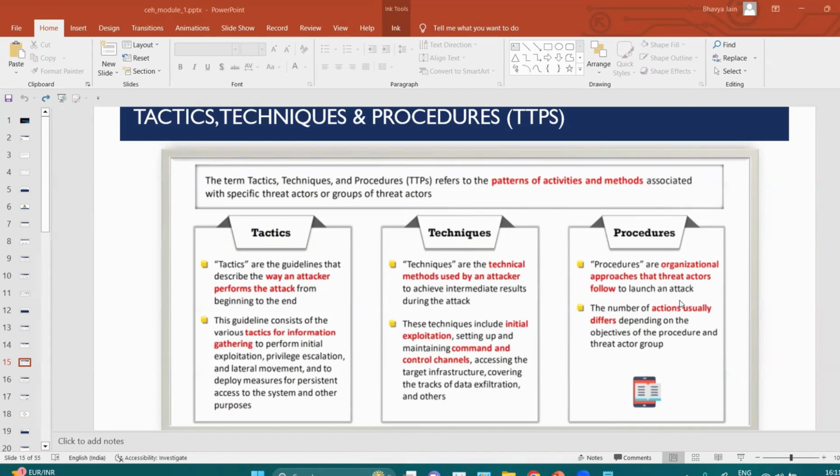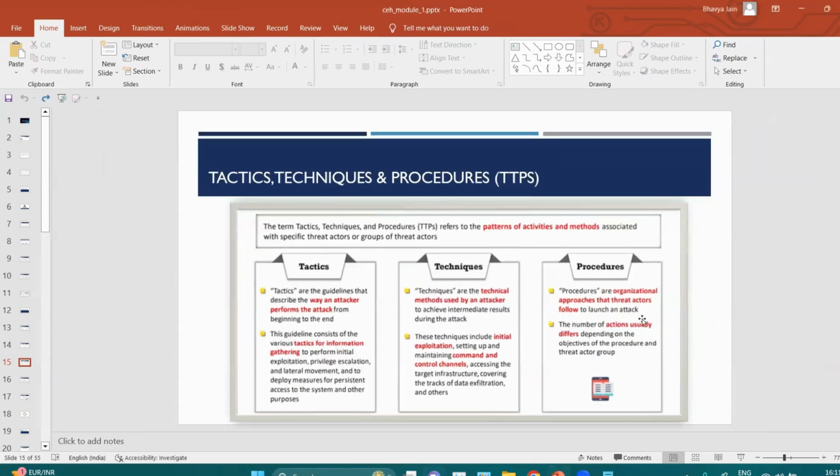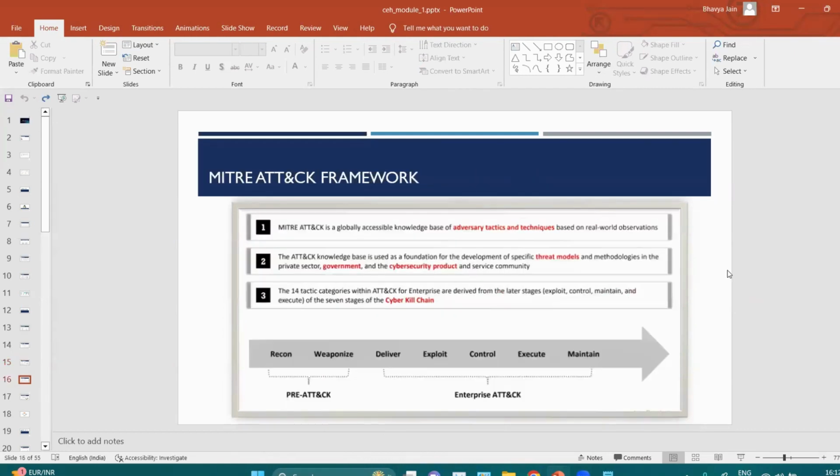So this TTP helps us to understand the behavior of the attacker. And the attackers keep on updating their methodology, their malware, their techniques, and their procedures. So we also have to keep on reviewing their applications, techniques, and tactics, so that we can protect our system from those behaviors and techniques. So that is TTPs. Then we have the MITRE ATT&CK framework.